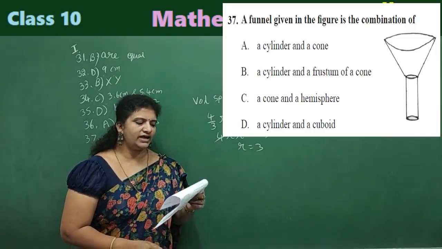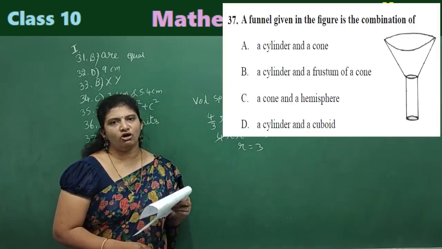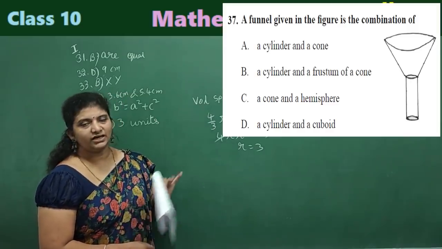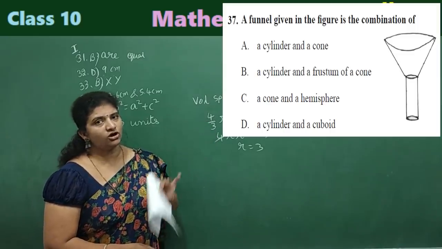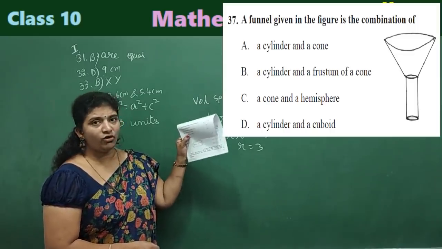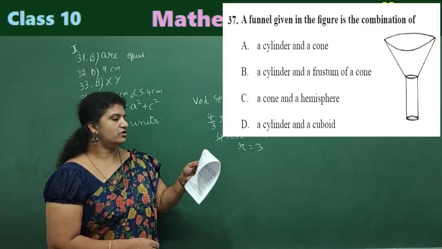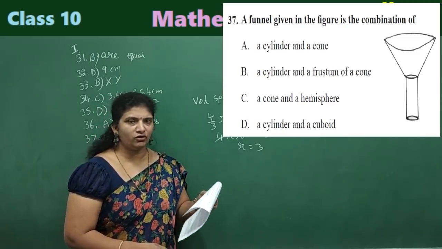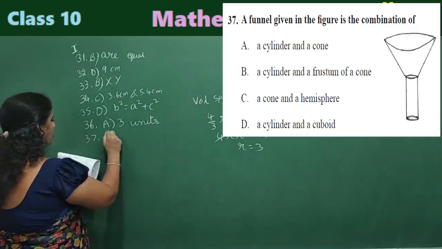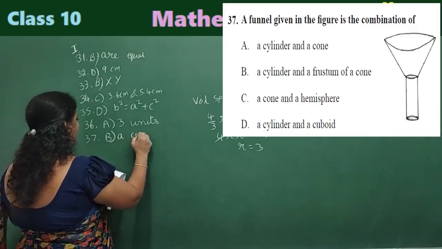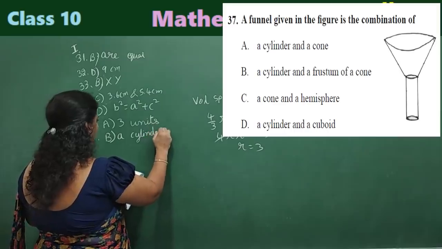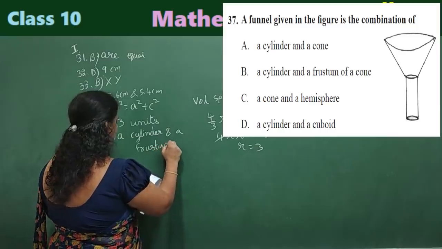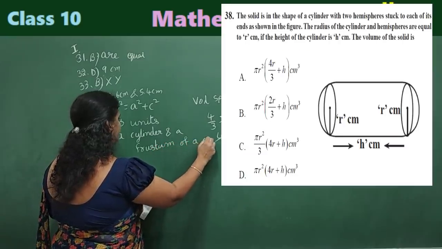37th one, a funnel given in the figure is the combination of, you can see the funnel over there. What is that figure you can see? The figure is a combination of two solids, that is frustum of a cone and a cylinder, right? So see the options. Is it a cylinder and a cone? No. A cylinder and a frustum of a cone? Yes. Option B is your right answer. Option B, a cylinder and a frustum of a cone.